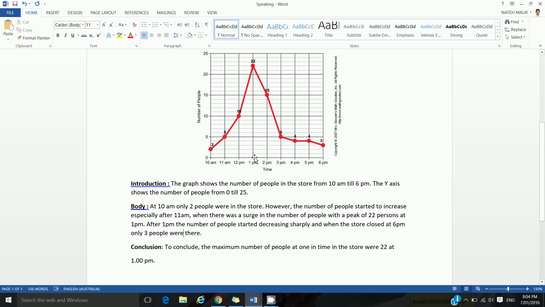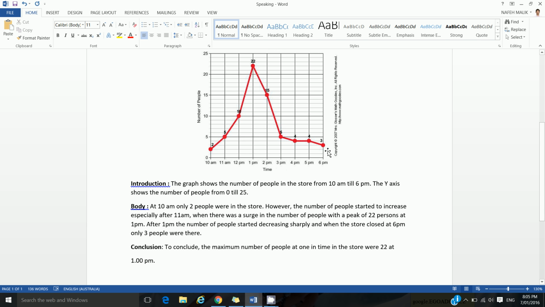So at 1 p.m., can you see 22 people? That's the maximum number of people in the store. And then you say after 1 p.m., the number of people started decreasing sharply. And when the store closed at 6 p.m., only three people were there. So you can see at 6 p.m., three.